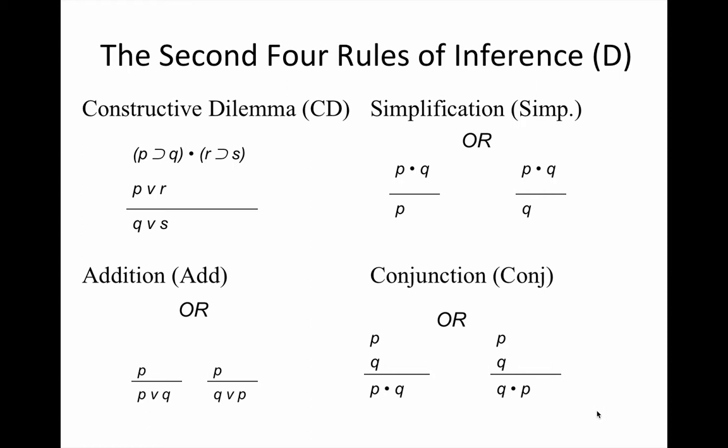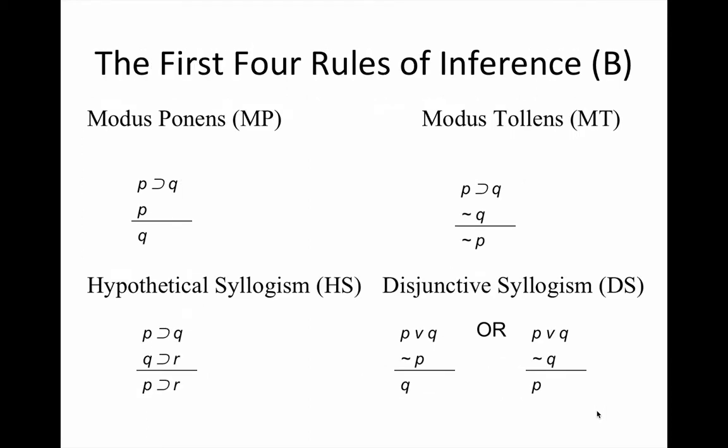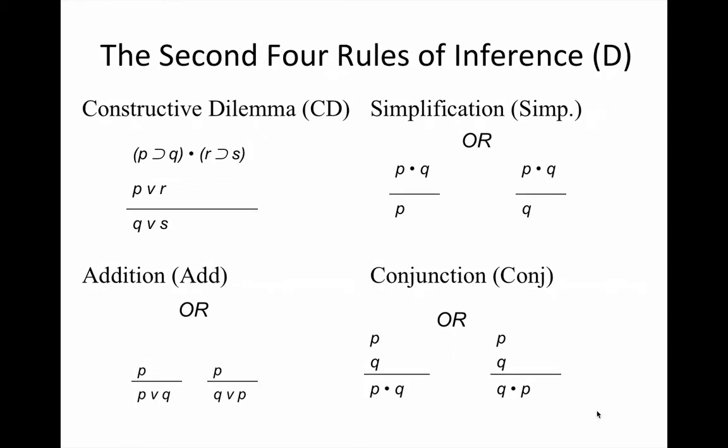The last 3 rules are pretty straightforward. Notice, by the way, that simplification and addition are single premise inferences. In other words, constructive dilemma and conjunction, along with Modus Ponens, Modus Tollens, hypothetical syllogism, and disjunctive syllogism, all involve 2 premises that yield a conclusion. Simplification and addition involves 1 premise. Let's take a look at simplification.